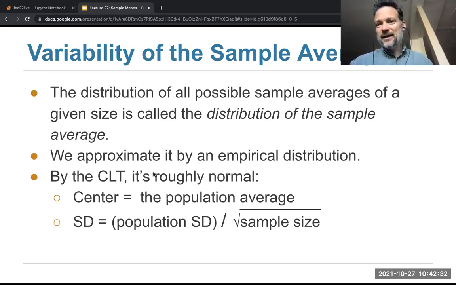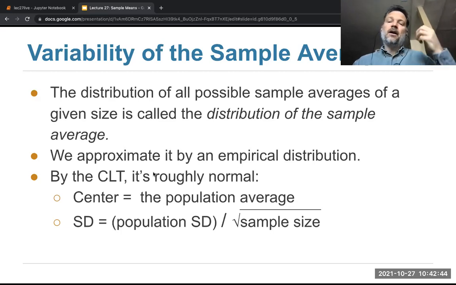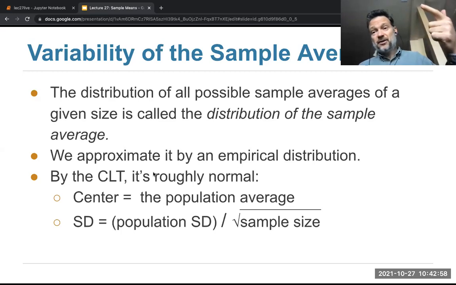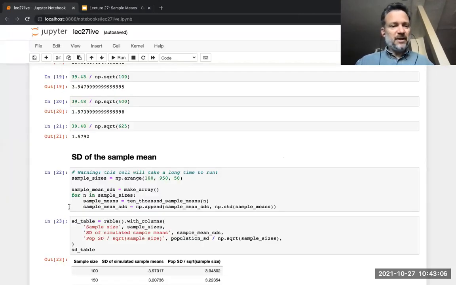And the actual rule is that you can take the population SD, the SD of the population, divide that by the square root of the sample size, and that will give you the SD of the sample means, the width of this bell curve that is the distribution of sample means. So this now is what the central limit theorem says. It says what the shape is, what the center is, and what the spread is.